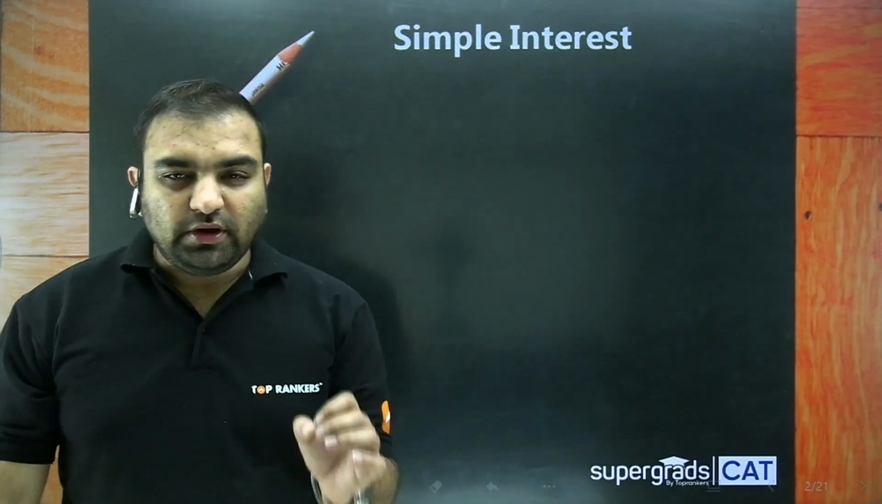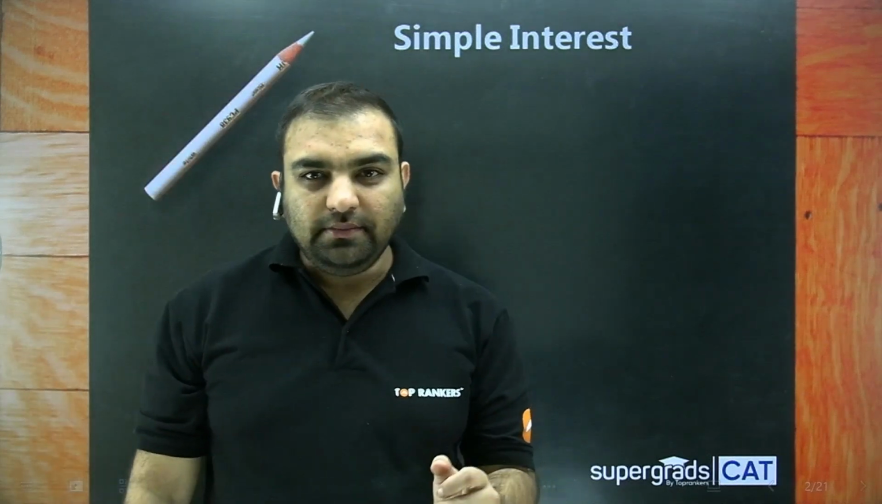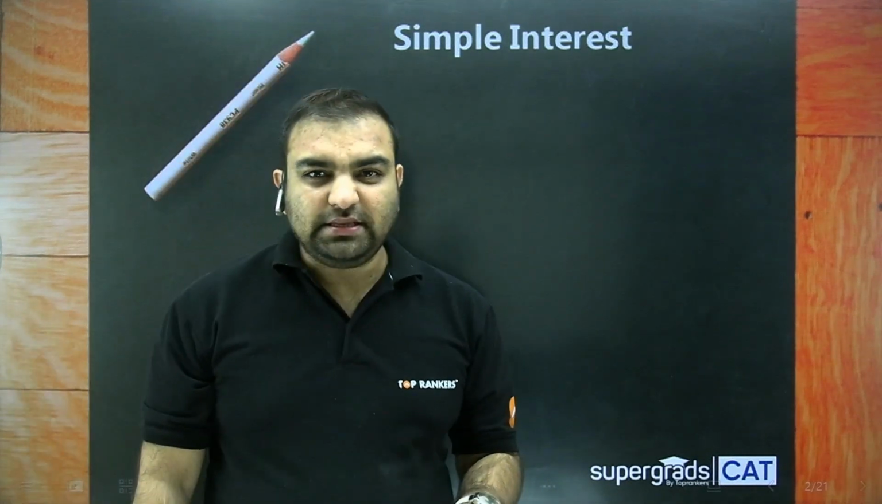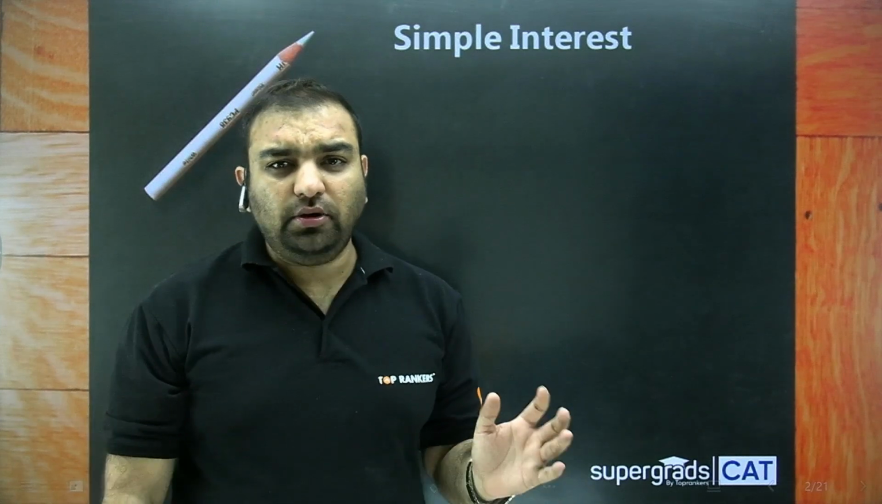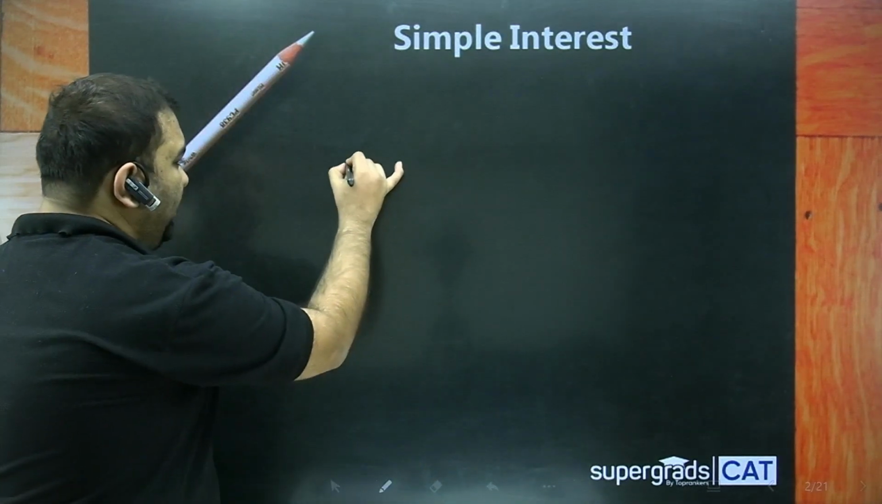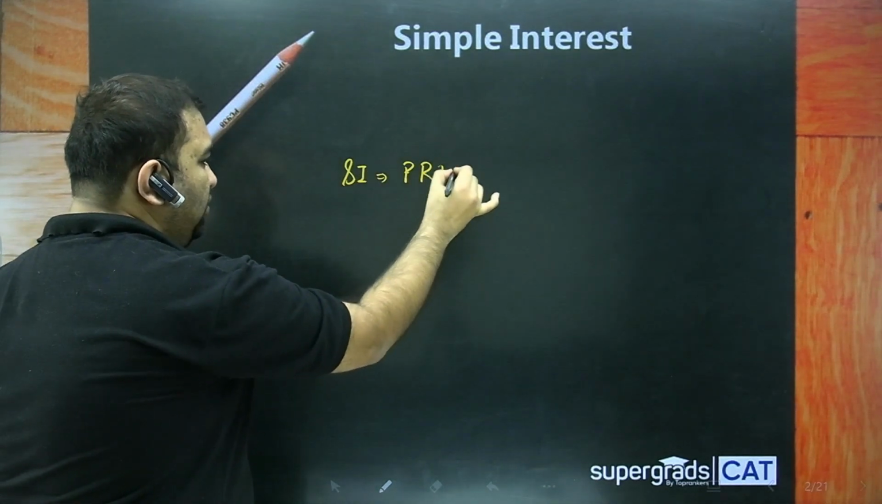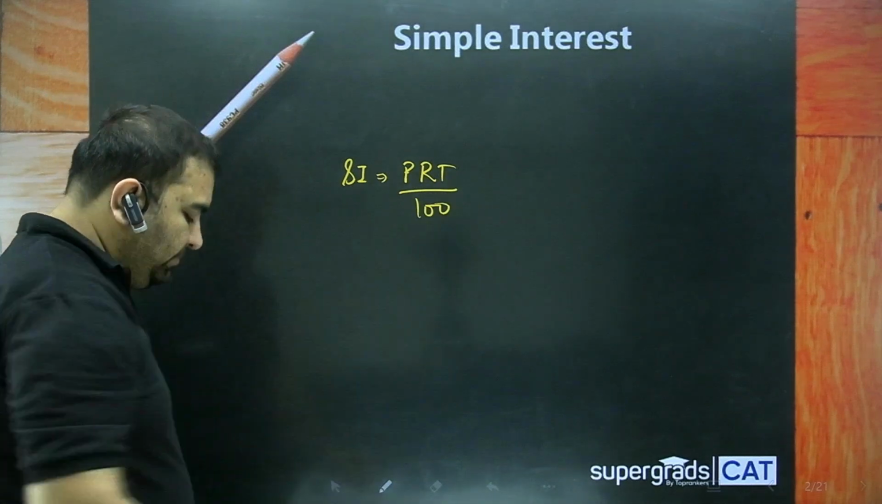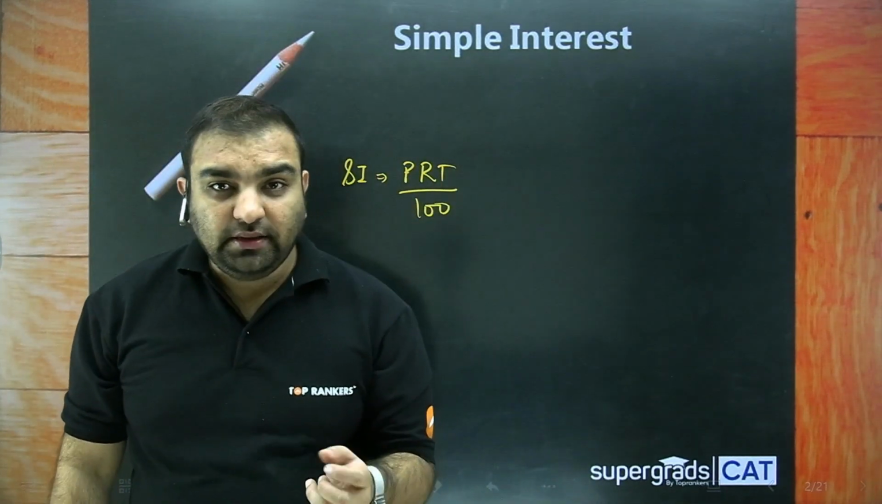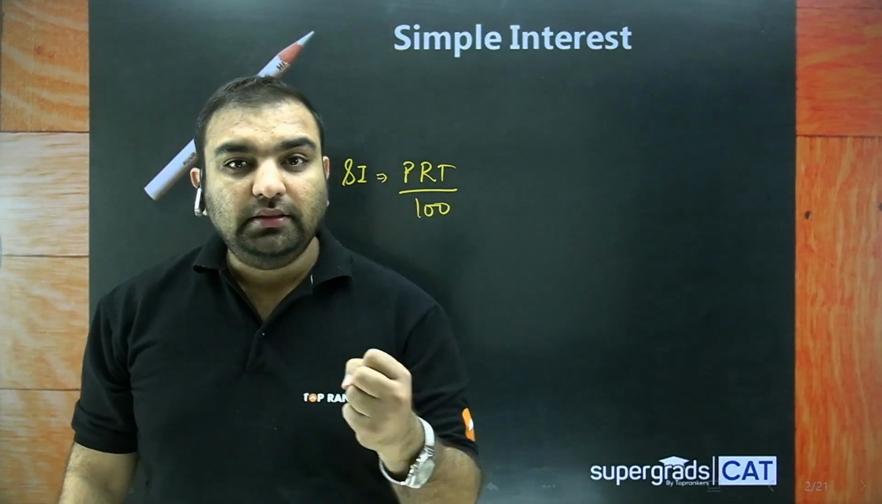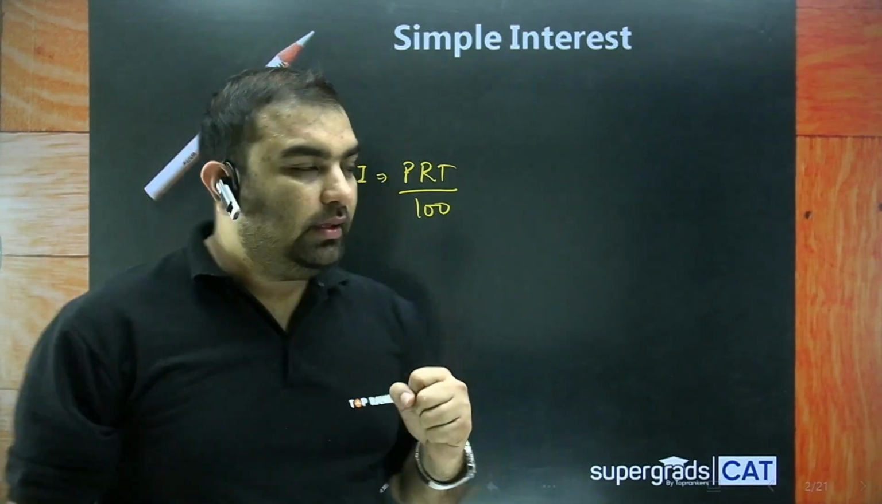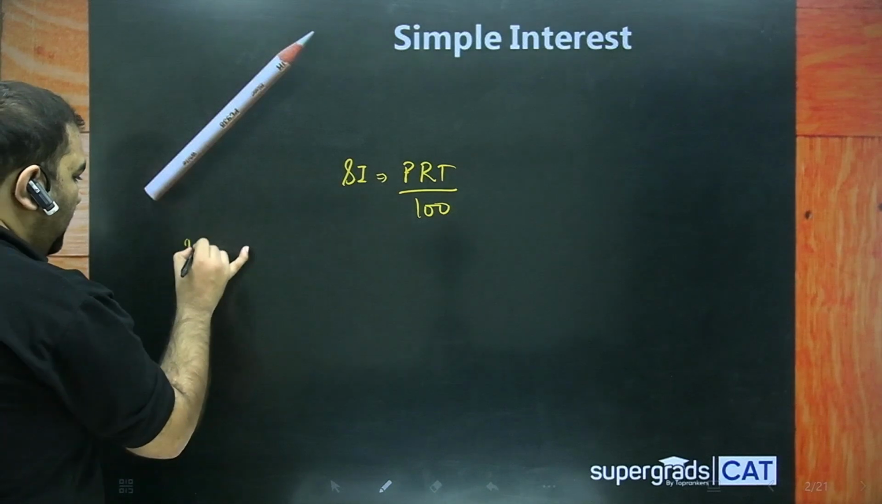So as you know, what is simple interest? The name itself suggests it's simple interest. There is no compounding, no addition of interest to the principal amount. You might have read the formula in your childhood as well: SI is equal to PRT upon 100, where P denotes the principal amount, the amount which is invested, lent, or borrowed.